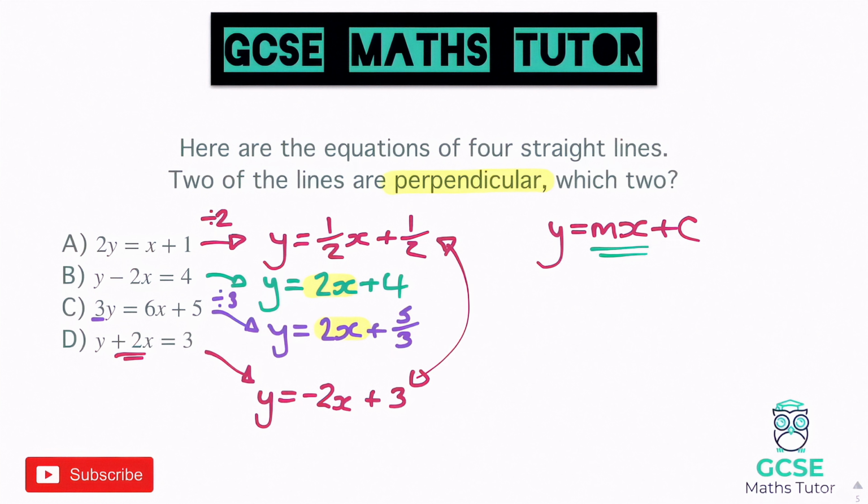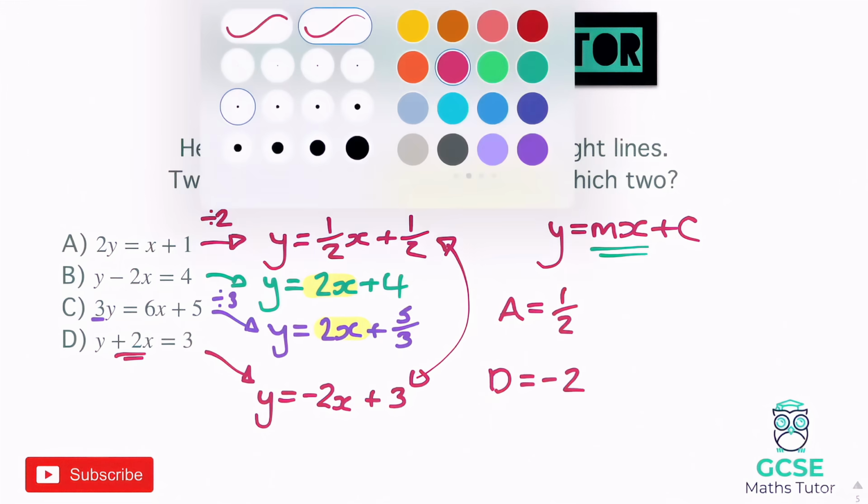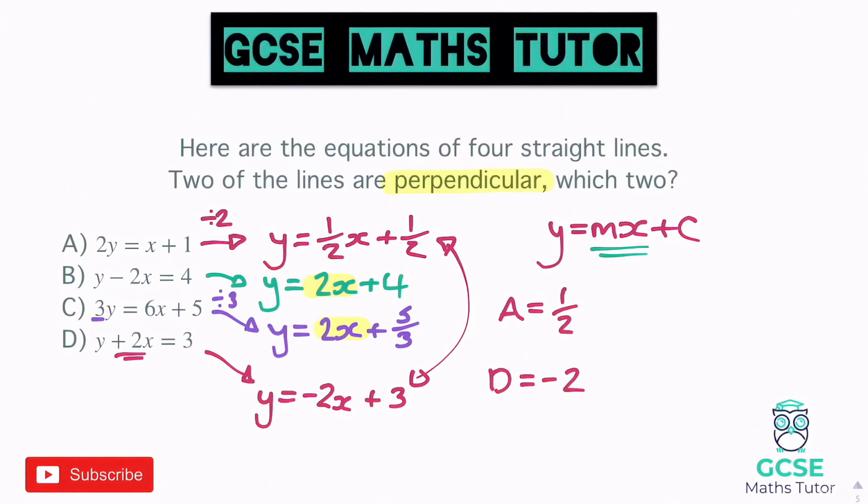So the gradient of the one at the top, the gradient of A, is a half, and the gradient of D down the bottom there is negative 2. And if we think about this, if a half is my gradient, my negative reciprocal would be negative 2, wouldn't it? You'd flip it over, it'd be negative 2 over 1, which is negative 2. So therefore those two lines must be perpendicular, okay?